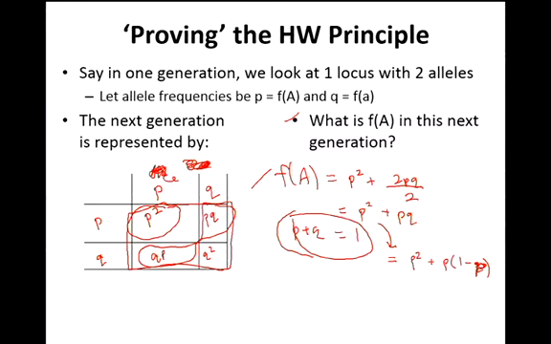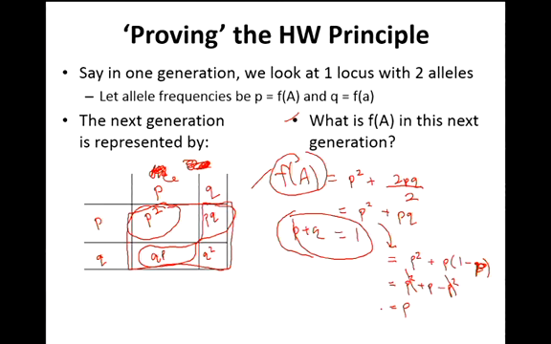Okay, and so that will be P squared plus P minus P squared. This is the extent of a biologist's algebra. And then you strike those off and you say that equals P. And so what this slide is trying to tell you is basically that the frequency of the big A in this next generation is just the frequency of the big A in the previous generation.